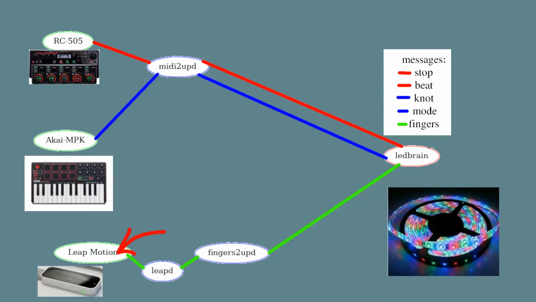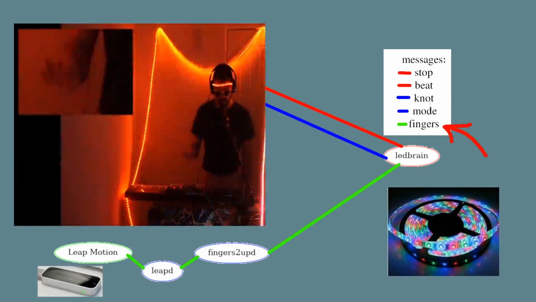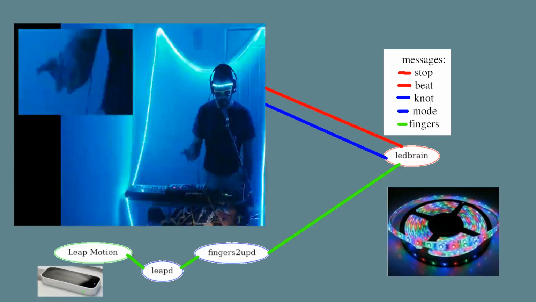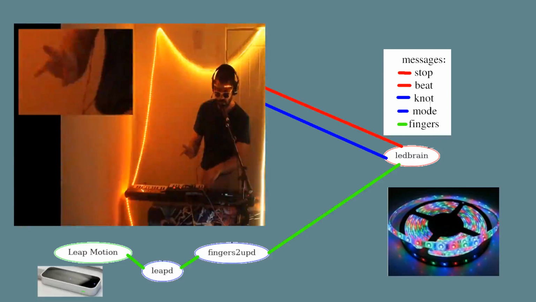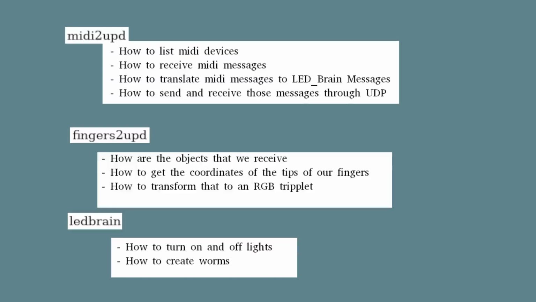And last but not least we have the Leap Motion, which sends the fingers message, and we will see how it's composed, but it's basically the red, green and blue values based on our fingers. So let's see some programming details for these 3 little programs. In MIDI to UDP we will see first how to list the MIDI devices connected to the computer. Second, how to receive MIDI messages from these MIDI devices. Third, how to translate the MIDI messages to LED brain messages, which are the messages that we saw before.